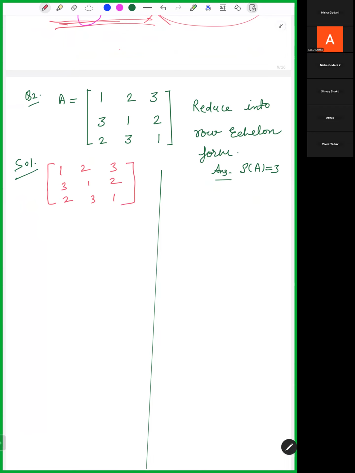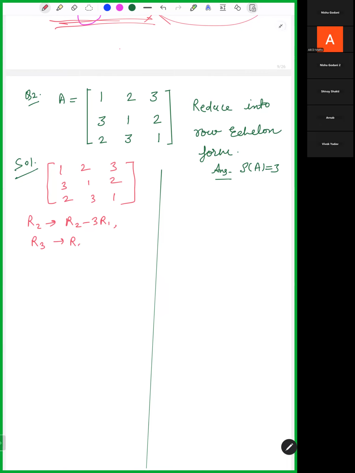Now, can you tell me which operation is to be applied here first? Can you tell me how to proceed for having a row echelon form? R2 minus 3R1. Very good. R2 arrow, because we are applying in R2, so we must write R2 arrow R2 minus 3R1, and in R3 also. Okay, you can apply at the same time, then R3 also, it will reduce your time.